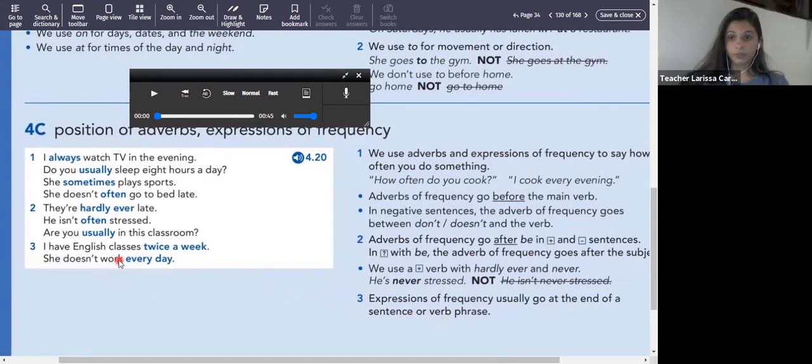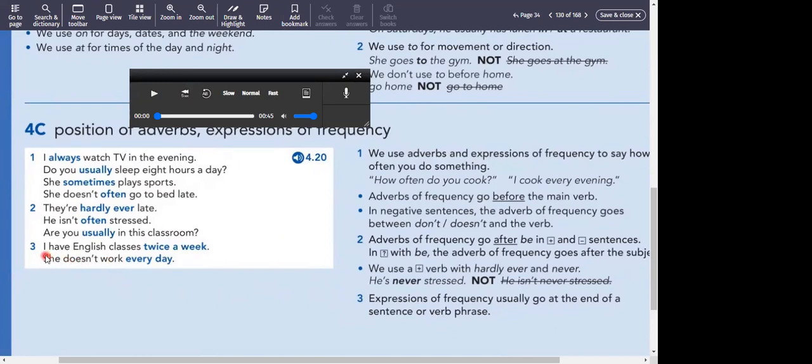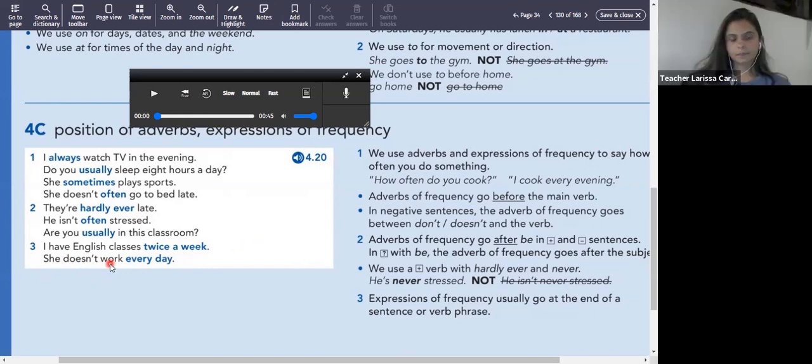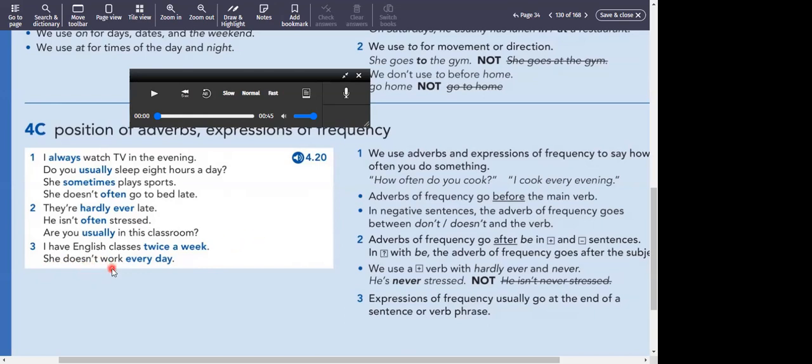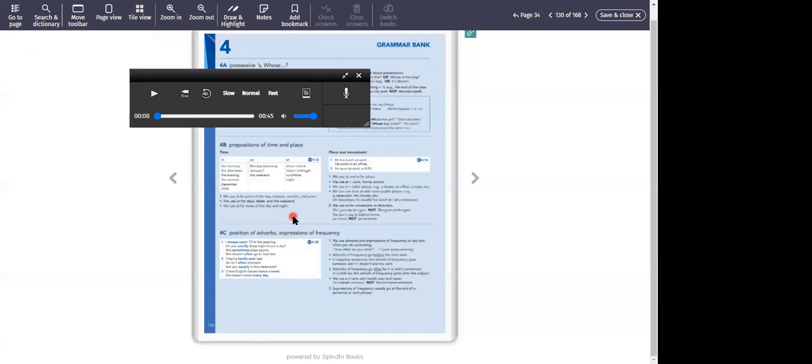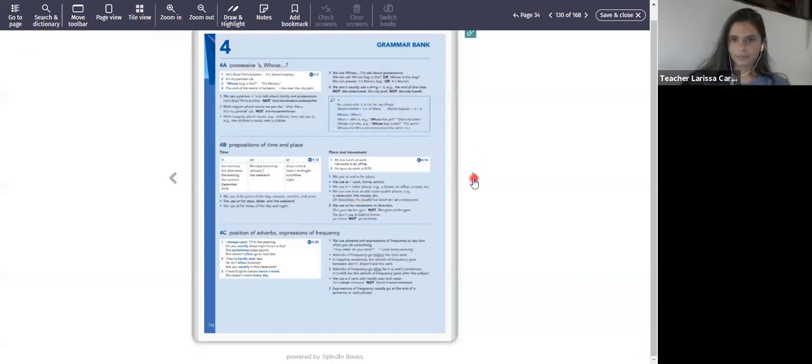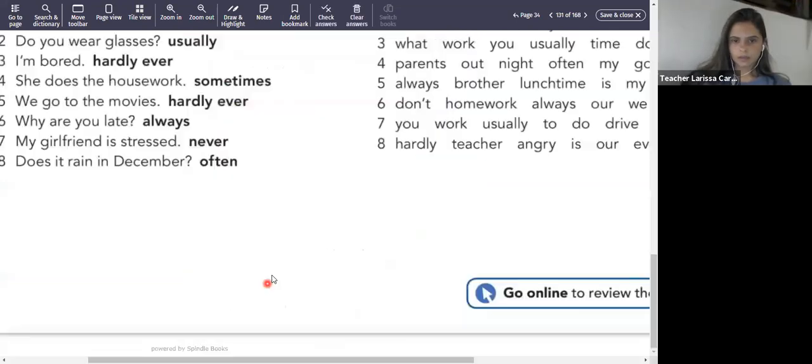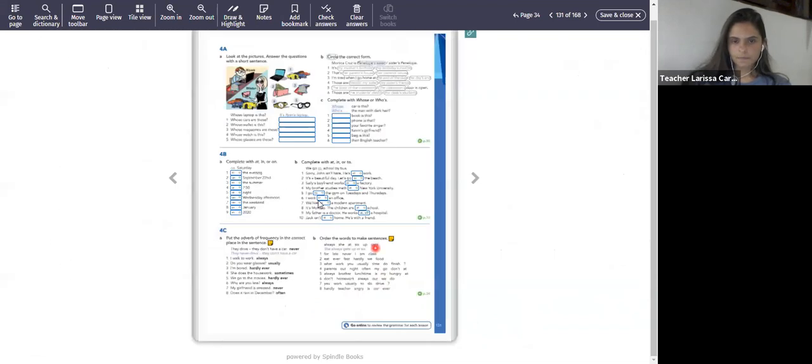Or verb phrase. So I have English class twice a week. She doesn't work every day. Perfect. Well done, Cecilia. So now, there we go, okay?